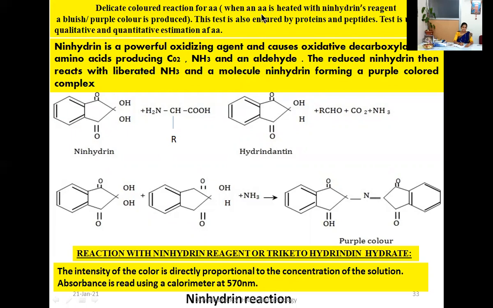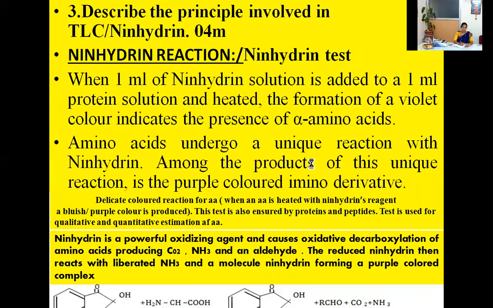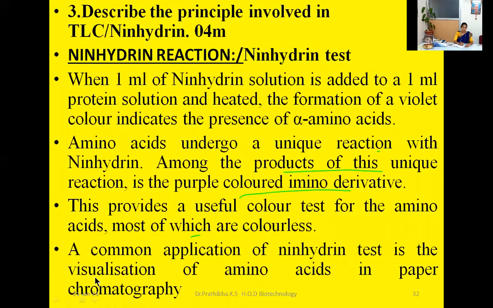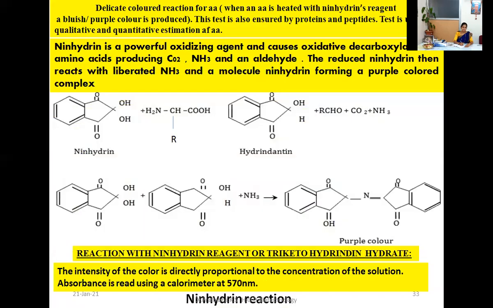When an amino acid is heated with ninhydrin reagent, what happens? A bluish or purple color is produced. This test is also given by proteins and peptides. The test is used for qualitative and quantitative estimation of amino acids. If you find it very difficult to write all this, it is actually quite simple. If you write what I told you previously, that will be more than enough. If you write this much, it is more than enough for ninhydrin. With the reaction you need to write.